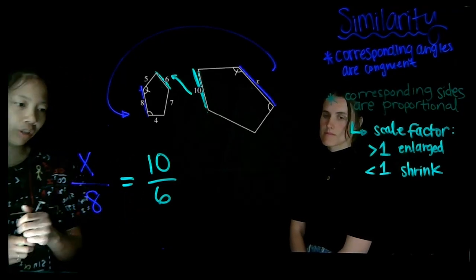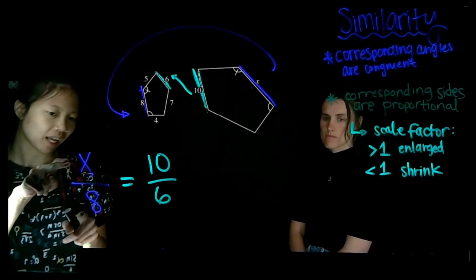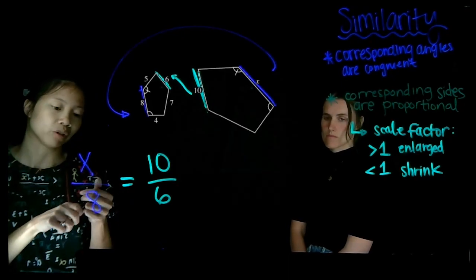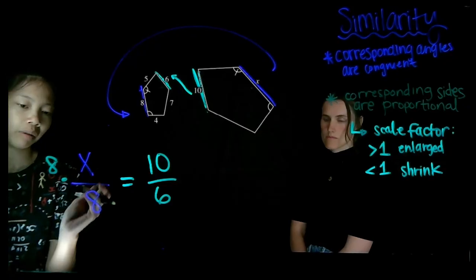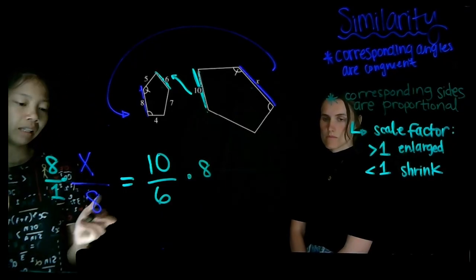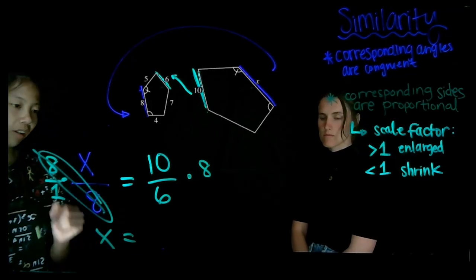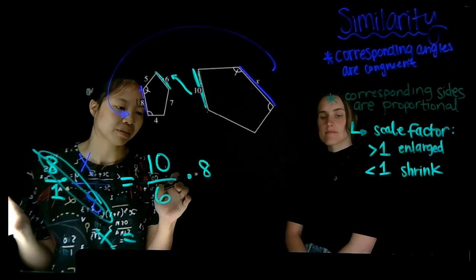Remember, with our undoing method, we want to undo whatever's with x. X is being divided by 8. So to undo a divide by 8, I'm going to multiply this side by 8. And whatever I do over here, I gotta do over here. Multiplying this side by 8, or 8 over 1, gives us a giant 1. 1 times x just leaves us with x. So that goes away. And then we're left with 10 over 6 times 8.